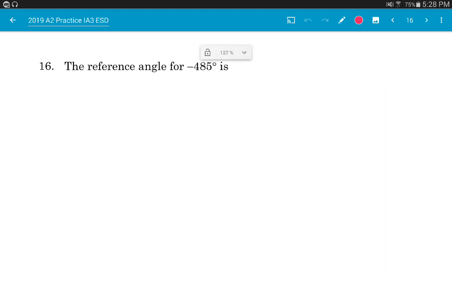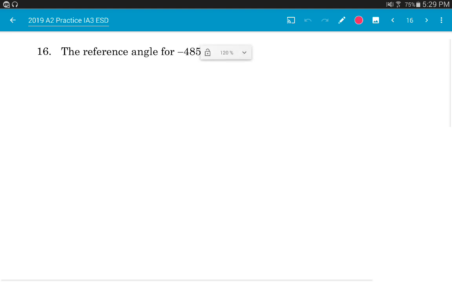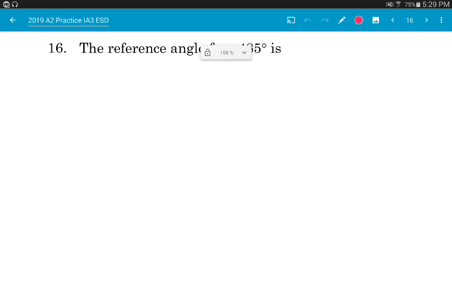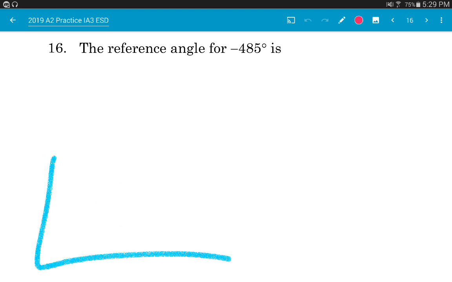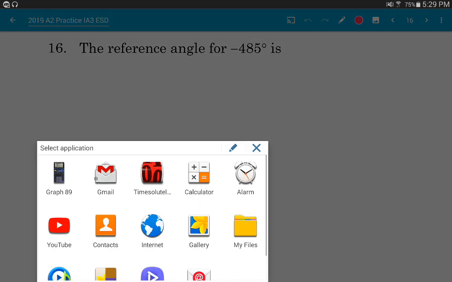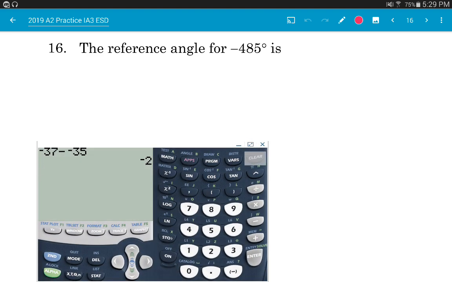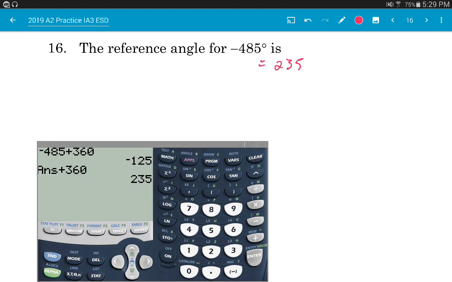The reference angle for negative 485 is, well, first and foremost, negative 485 is an ugly angle. That's a negative angle. We don't mess with those. So let's fix it. Negative 485, we're going to add 360 as many times as we need to. Plus 360 again. So that's equal to 235 degrees.